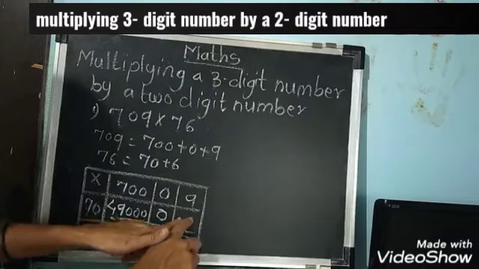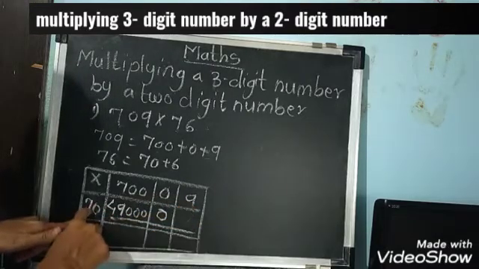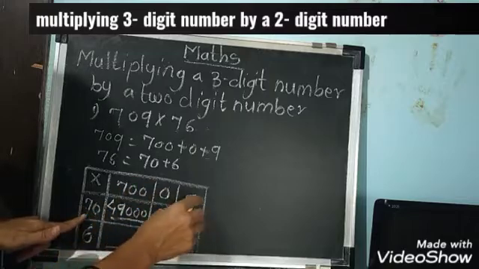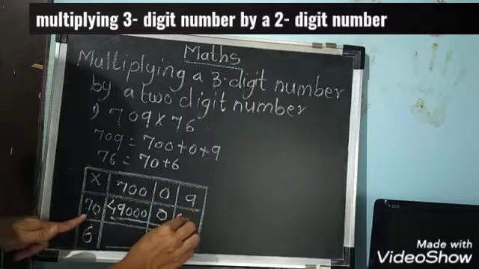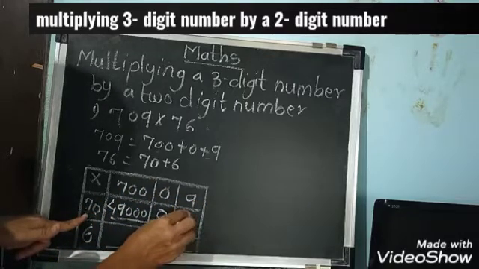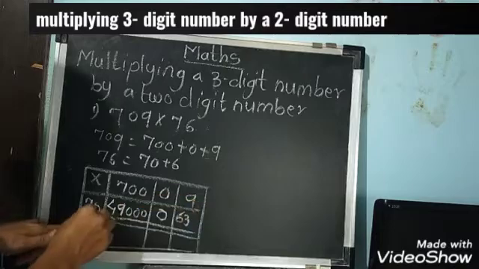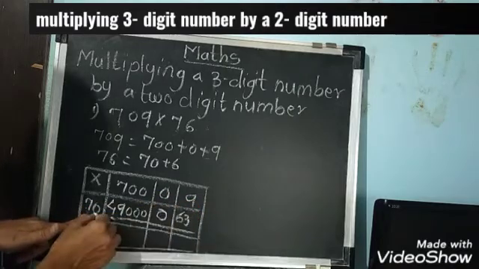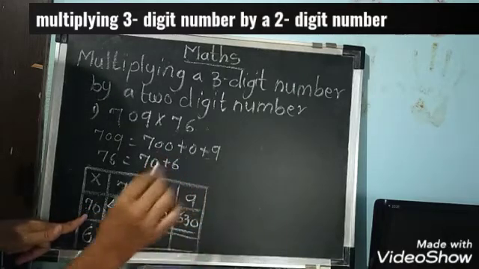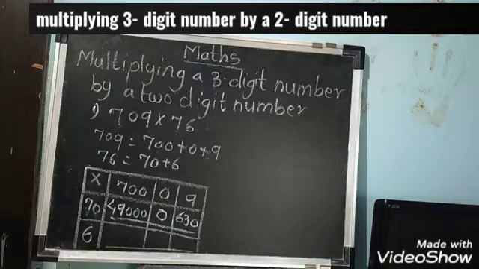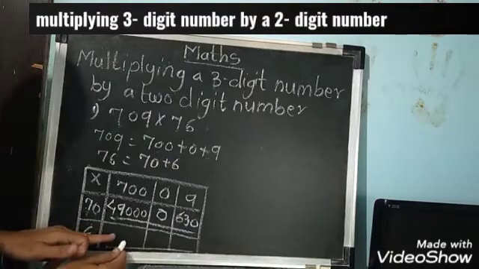Now this answer I want. 7 multiplied by 9. 9 sevens are 63. And how many zeros are there in both boxes? Only 1 zero. So write down here. Did you understand this? Now we will solve down.